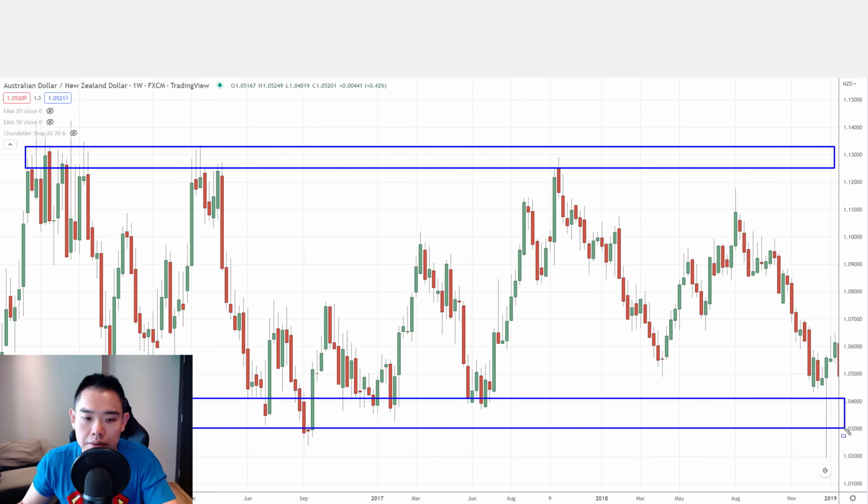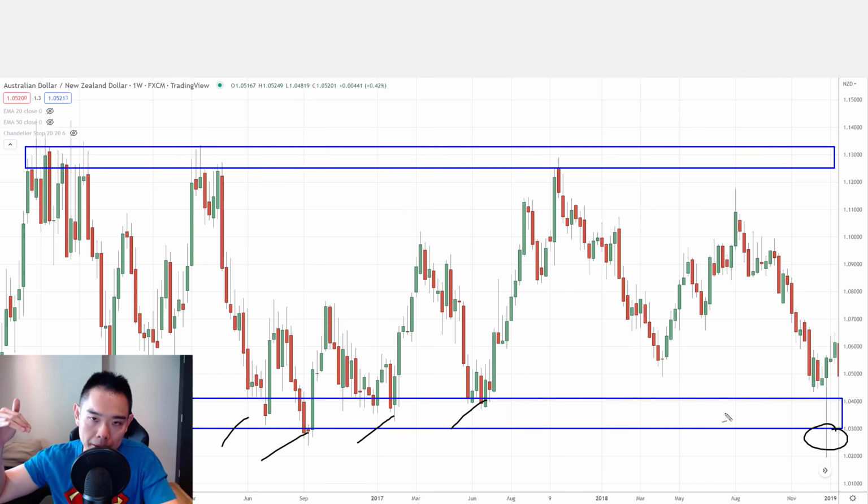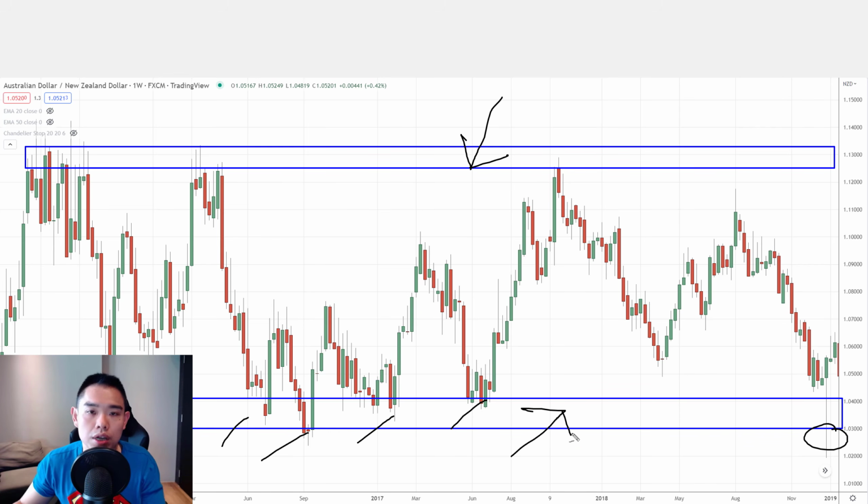Price tried breaking below support as well, right? Tested once over here, twice, 3 times, 4 times, and then here a 5th time, right? Tried to hit down lower, but just couldn't break down lower. So you can see that the price is kind of stuck between these highs and these lows, and it's what we call a range market.